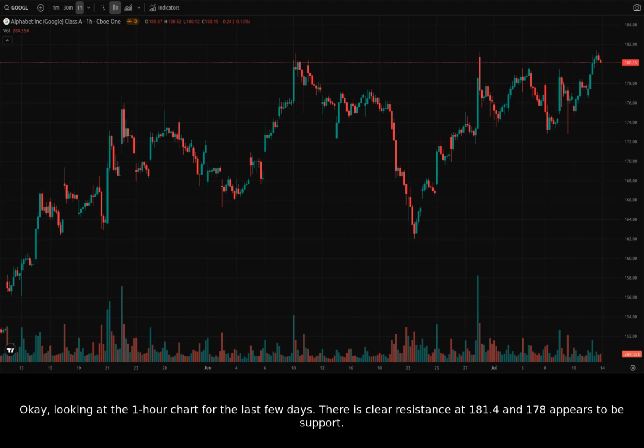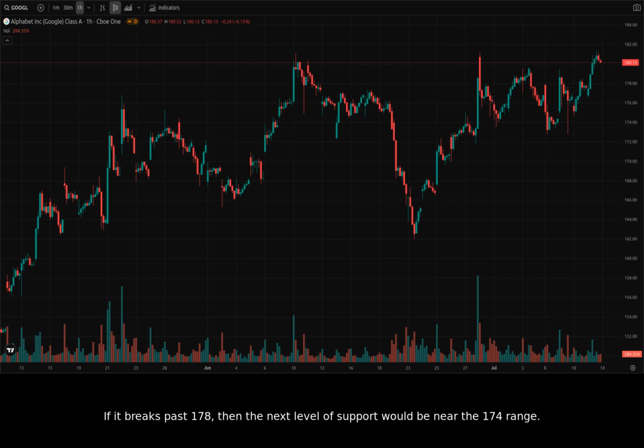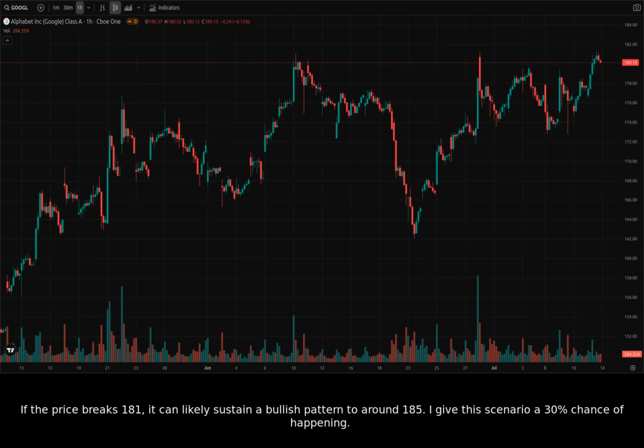Okay, looking at the 1-hour chart for the last few days. There is clear resistance at 181.4 and 178 appears to be support. If it breaks past 178, then the next level of support would be near the 174 range. If the price breaks 181, it can likely sustain a bullish pattern to around 185. I give this scenario a 30% chance of happening.